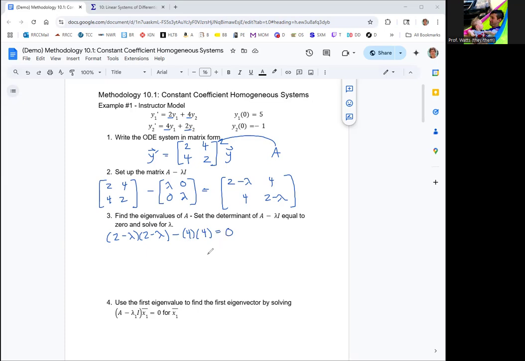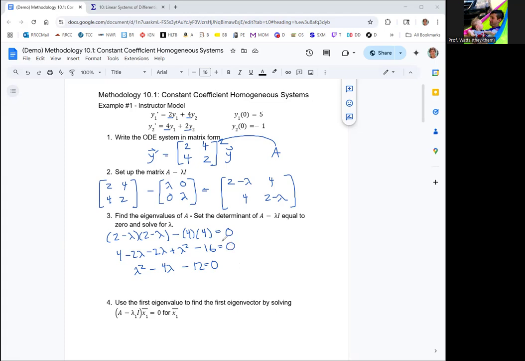So this will give you a quadratic equation. And if we expand this out, we get 4 minus 2 lambda minus 2 lambda plus lambda squared minus 16. And then cleaning stuff up, lambda squared minus 4 lambda minus 12. All right, so if you're lucky, you can factor this and get 2 real values, or 1 repeated real value. But if you can't, then you'd use the quadratic formula, and you may end up with some complex values.